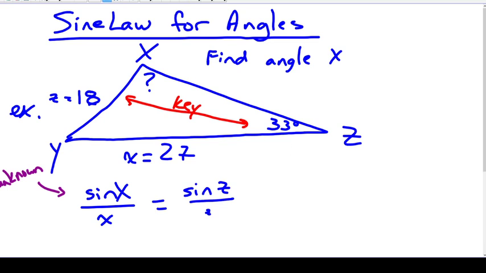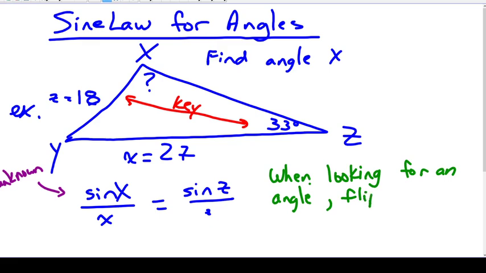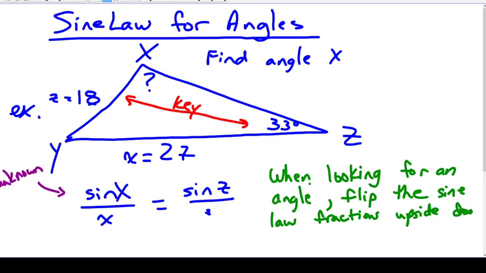So if you're looking for an angle, or when looking for an angle, flip the sine law fractions upside down. And make sure your unknown is in the top left corner.